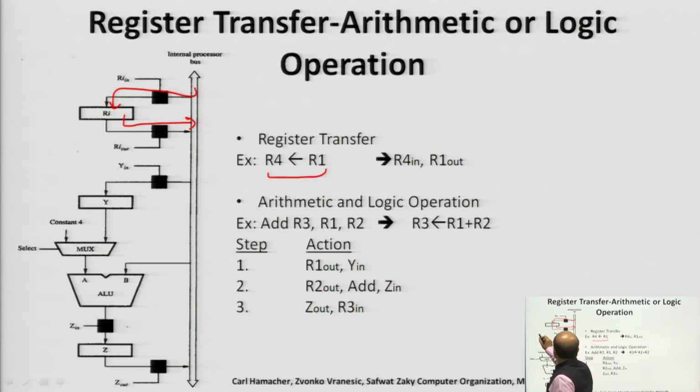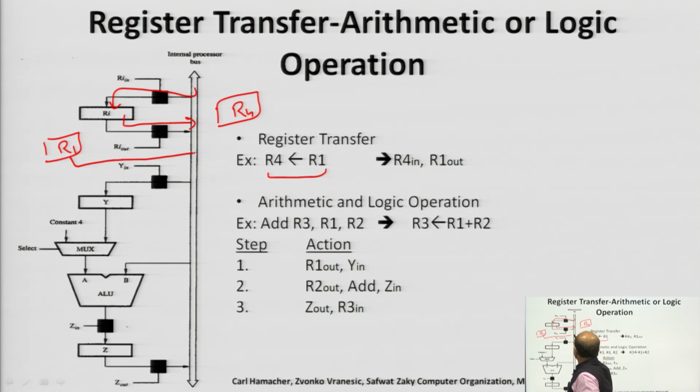Suppose there is a register R1 and there is a register R4, and these two registers are connected with the bus. How will this operation take place? We have to open the out gate of R1 and we have to open the in gate of R4. If these two gates are open, there will be a path from R1 to R4. Once these two gates are open, automatically the data of R1 will be available with R4. This way register transfer will take place.